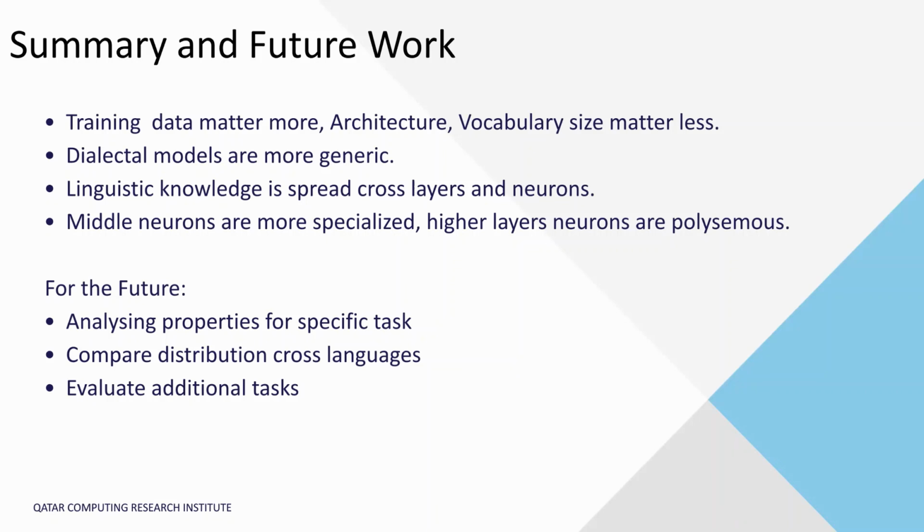For future work, we are looking at ways to analyze more tasks, and also to compare whether such distributions or properties hold for different languages. And as I mentioned, we need to analyze properties more deeply for specific tasks. For example, for the verbs, if we can eliminate some of them or put them to zero, what is going to happen to the outcome.